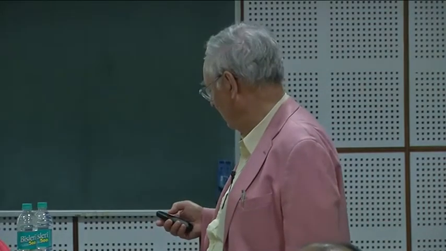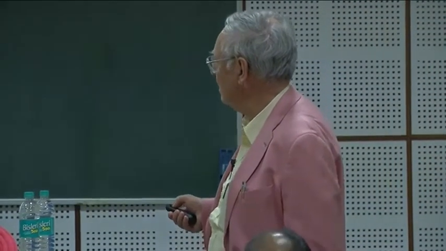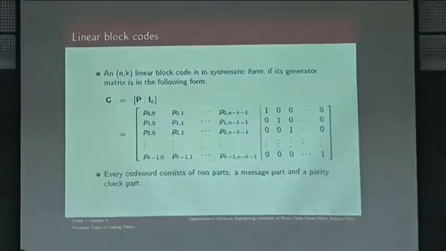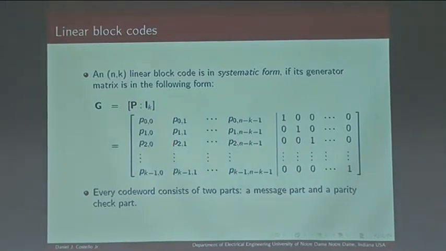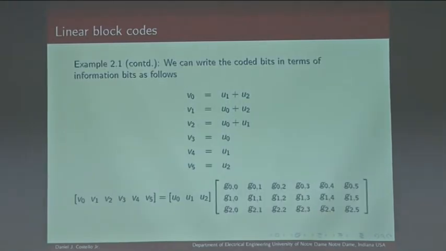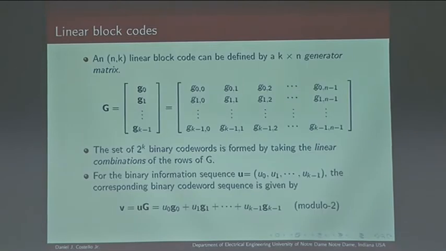So any code in systematic form will have a generator matrix that looks like this. Actually, this identity matrix could be any k columns. Okay, it's convenient to put it over here on the right. And then the other part of the matrix is what's called the parity check part of the matrix. And that's why we use the symbol P here. In general, we use symbols G to represent the bits in a generator matrix.